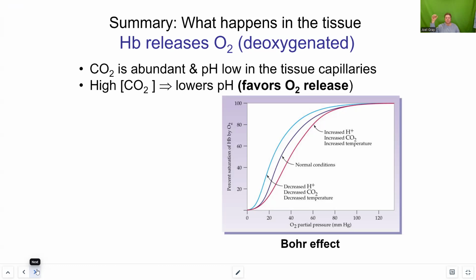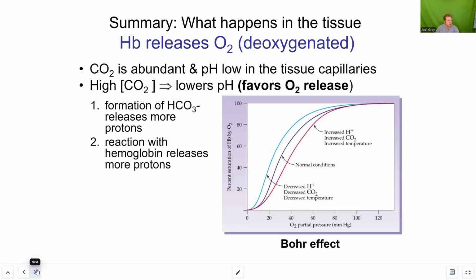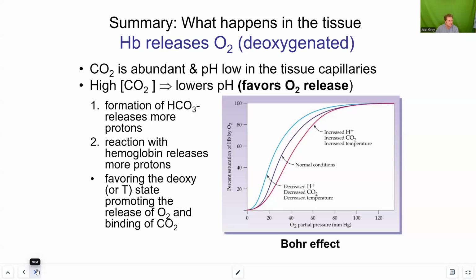It can bind onto its substrate or ligand and release its ligand a little bit more freely. So the formation of HCO3 minus releases more protons. Reaction with hemoglobin releases more protons. And favoring the deoxy or the T state releases O2 and binds CO2.